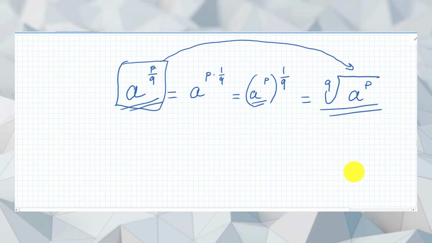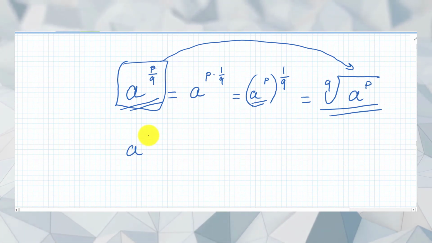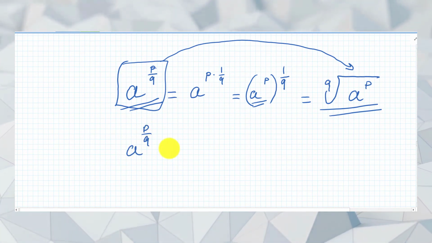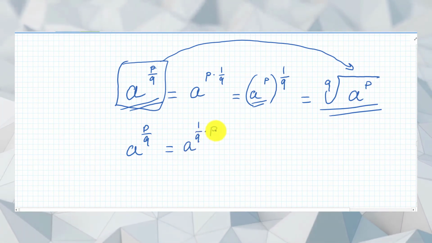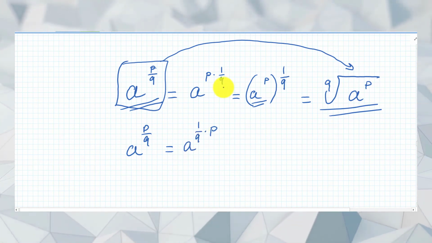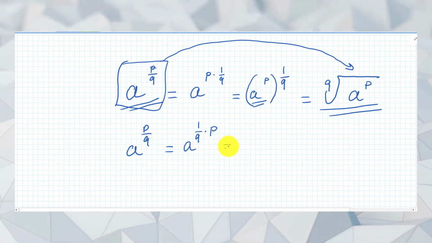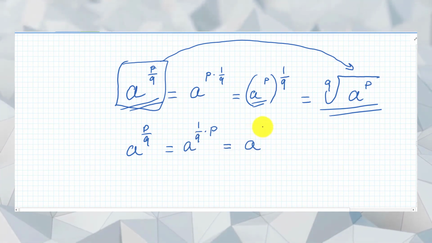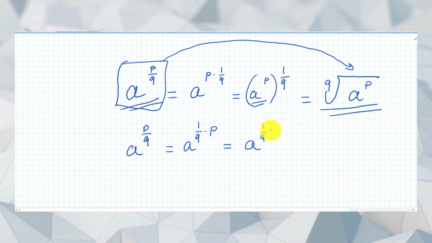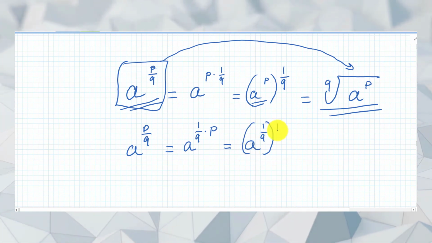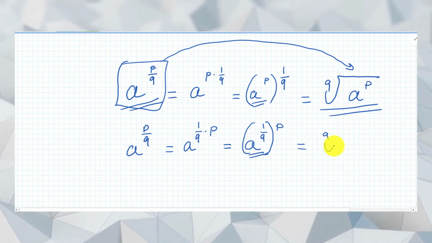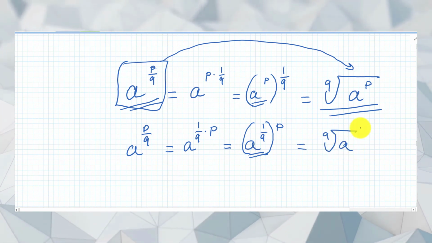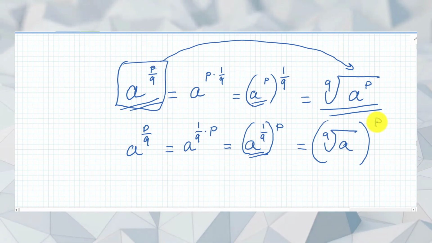There is another way to understand that. Instead of writing p times 1 over q, I could have said this is a to the 1 over q times p. It's the same thing, right? p times 1 over q or 1 over q times p. But when I write it like that, I land on a slightly different notation, a to the 1 over q, to the p. So now the first thing I do here is I have to take the qth root of a, and then I raise it to the p.